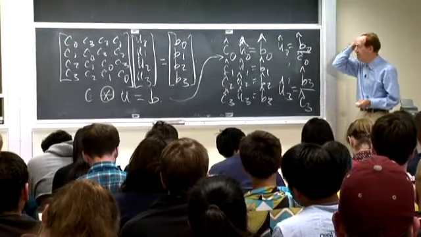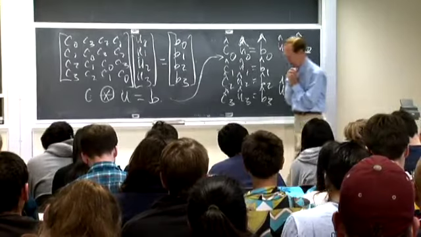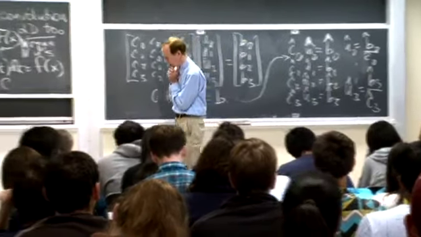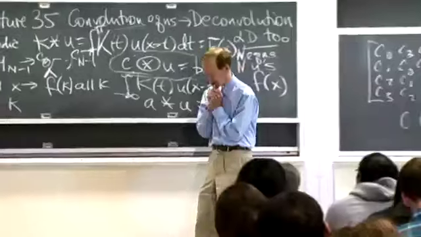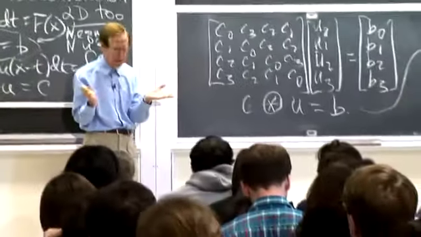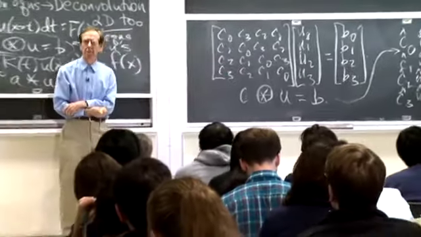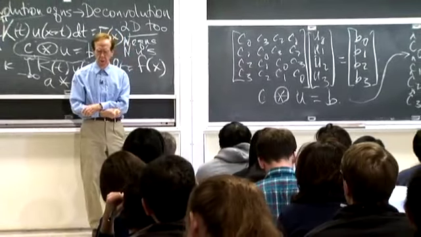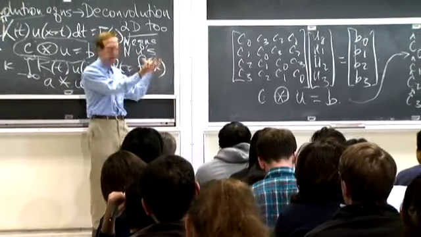All right, let me see if I can just pull this down with some questions. Here's a good question. When is a circulant matrix invertible? When will this method work?